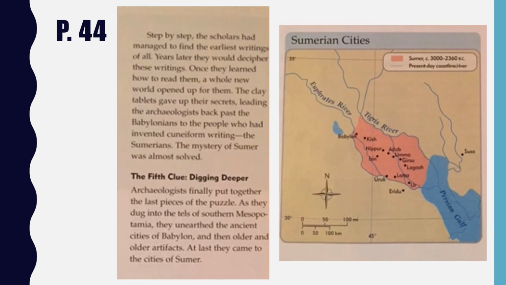So, step by step, the scholars had managed to find the earliest writings of all, and years later, they would decipher these writings. Once they learned how to read them, a whole new world opened up for them, and the clay tablets gave up their secrets, leading the archaeologists back past the Babylonians to the people who invented cuneiform writing, the Sumerians. And so they continued to dig deeper and deeper, putting together the last pieces of the puzzle. They were unearthing the ancient cities of Babylon and then older and older artifacts, and at last they came to the cities of Sumer.